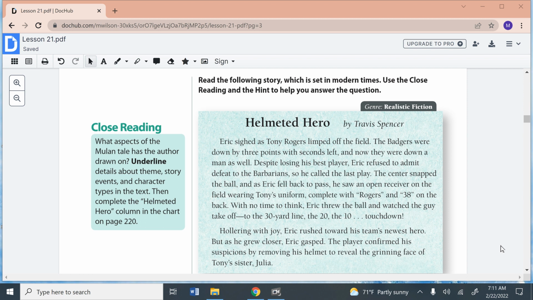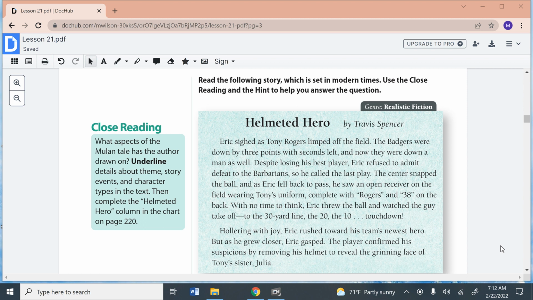With no time to think, Eric threw the ball and watched the guy take off to the 30-yard line, the 20, the 10, touchdown! Hollering with joy, Eric rushed toward his team's newest hero. But as he grew closer, Eric gasped. The player confirmed his suspicions by removing his helmet to reveal the grinning face of Tony's sister, Julia.